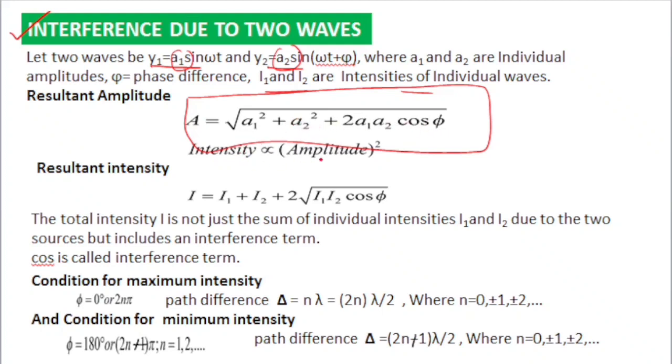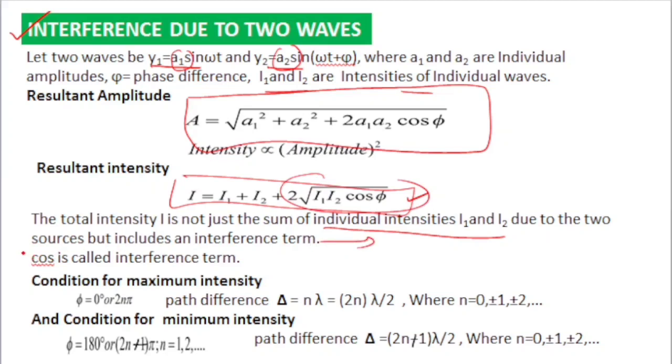You know intensity is directly proportional to the square of amplitude. So resultant intensity becomes I equals I1 plus I2 plus 2 under root I1 I2 cos phi. From this equation, it is clear that the total intensity is not just the sum of intensities due to individual waves, but there is some extra term. This extra term is called the interference term.